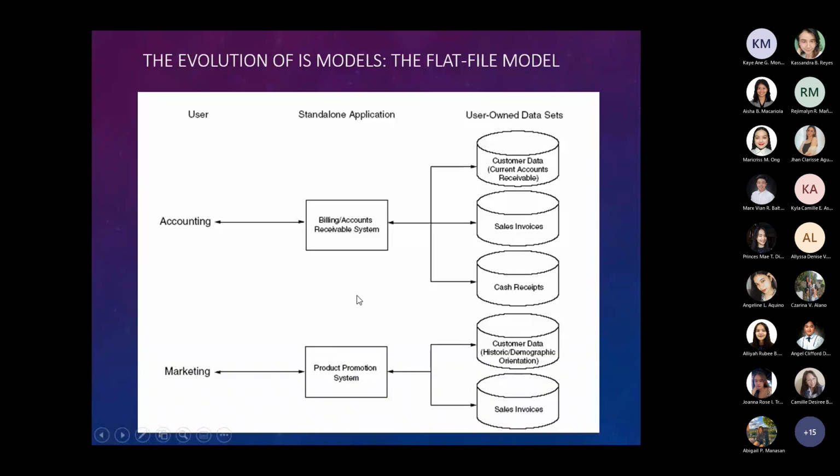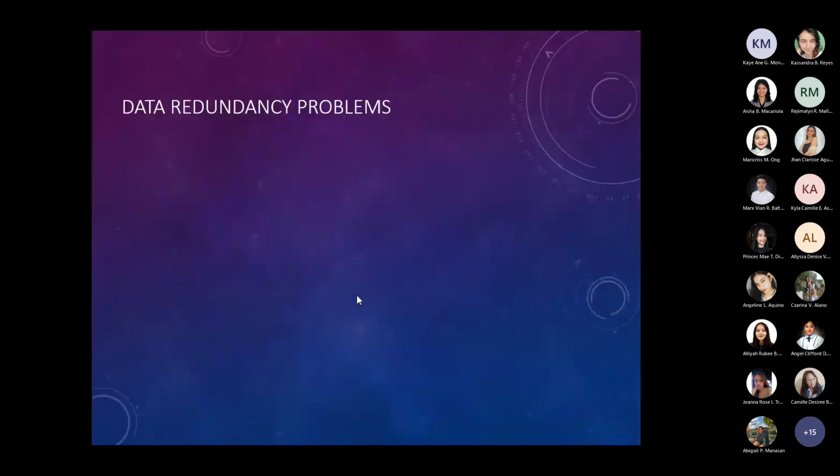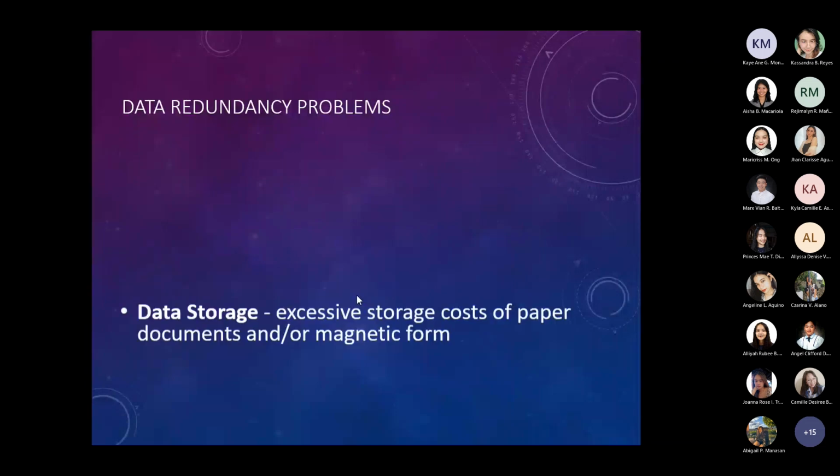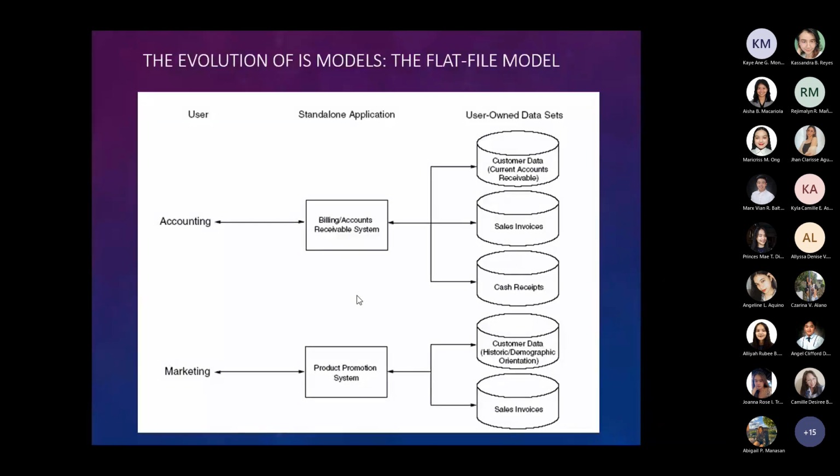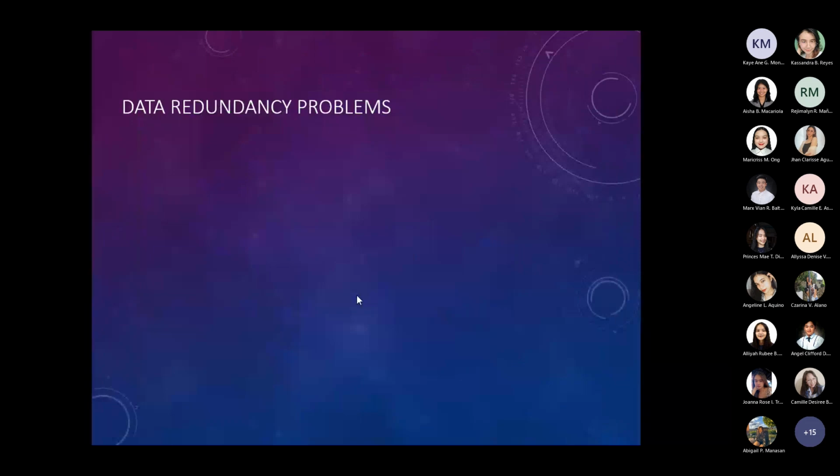So, dinidistribute, napakaraming copies. Pag nagkaroon ng bagong customer, 4 na copies agad. Isa kay accounting, isa kay marketing, isa kay distribution, di ba? So, parang ganun. Isa pa sa archiving. So, yan yung nangyayari. Ito yung isang problema dito sa ganitong system or sa model. Yung data storage. Excessive storage. Because, bakit? Kanya-kanya kayo ng file, parehas lang naman yung laman, pero kanya-kanya pa kayo ng file.